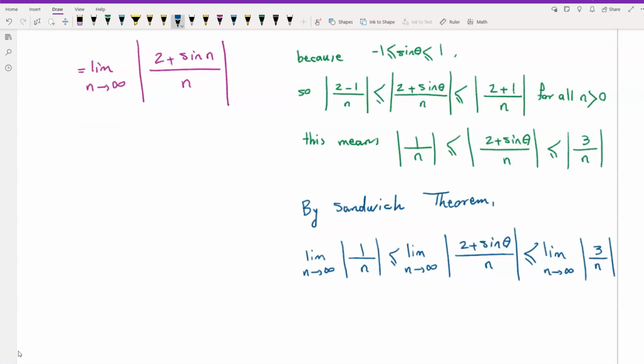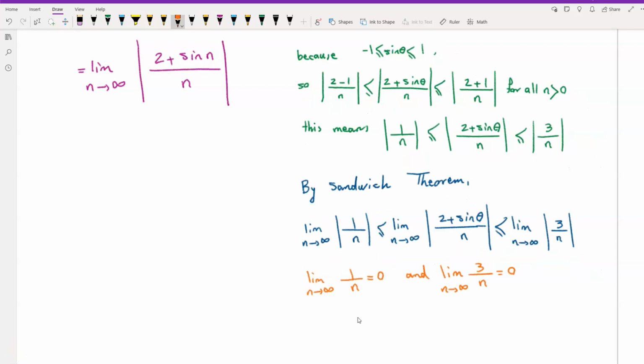By sandwich theorem, limit of absolute value of 2 plus sine theta over n as n approaches infinite, that is between limit of absolute value of 1 over n and limit of absolute value of 3 over n as n approaches infinite. Now finding limit of 1 over n and limit of 3 over n as n approaches infinite. For both of these we have 0, so limit is equal to 0 for 1 over n and 3 over n.